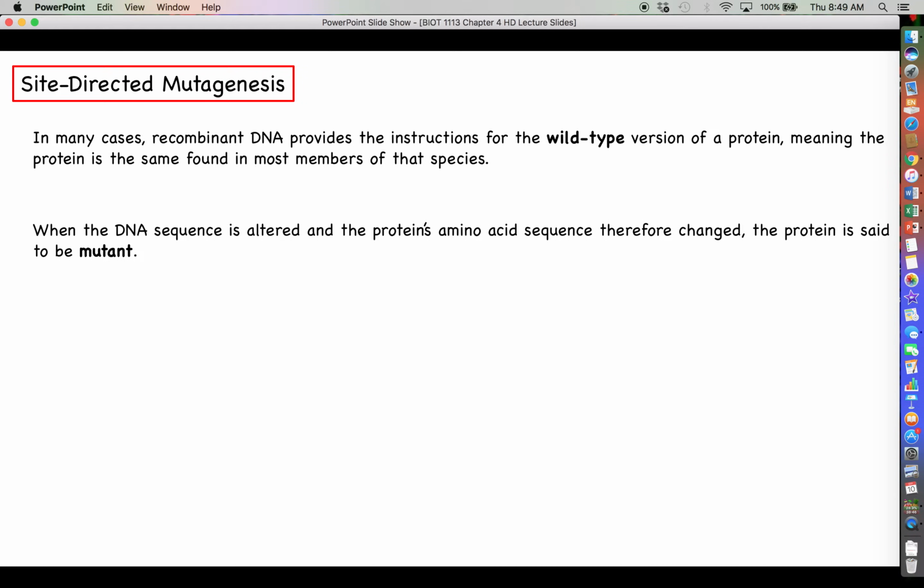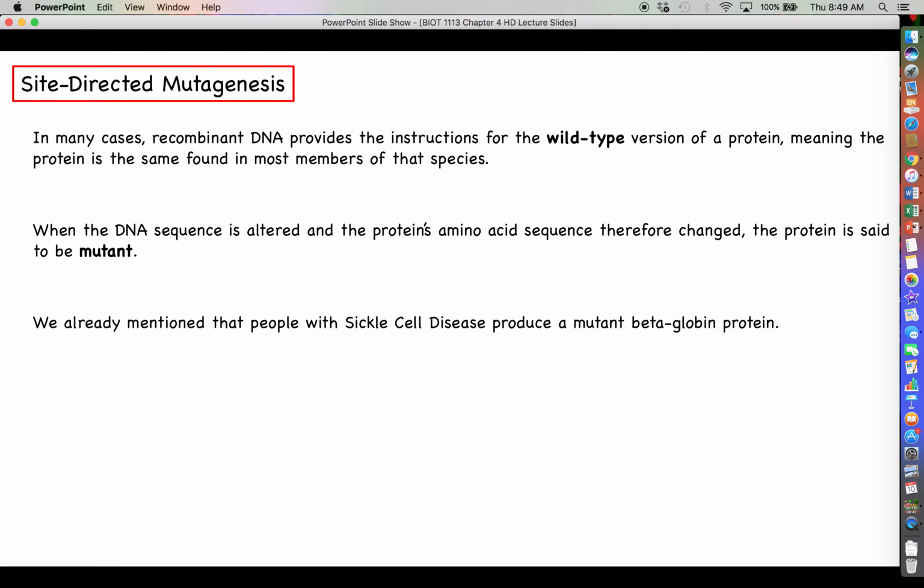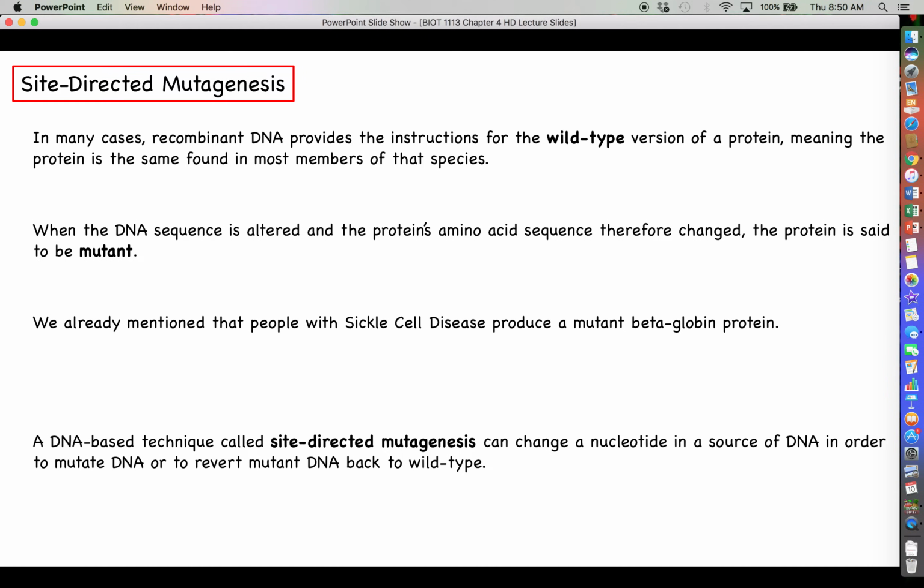So when the DNA sequence is altered and the protein's amino acid sequence therefore changes, the protein is what we call a mutant protein. So we've already covered the idea that in sickle cell disease, these people that have this disease make a mutant form of the beta-globin protein because we have changed the DNA sequence and therefore changed one of the amino acids.